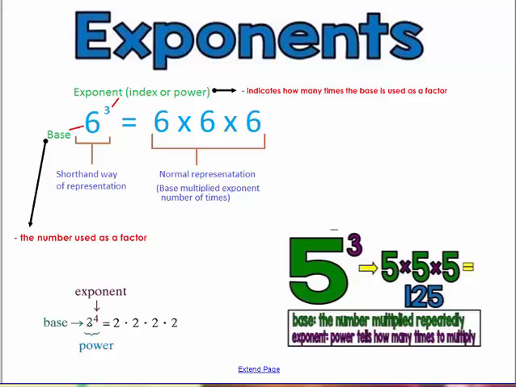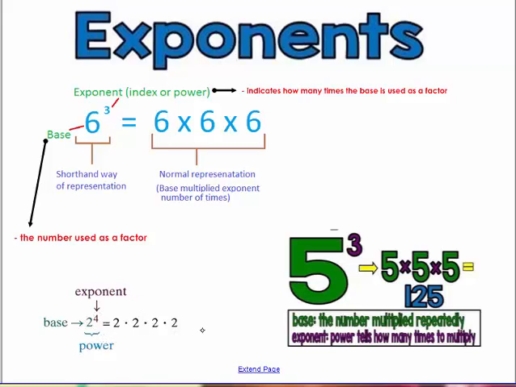Here's another example of 2 to the 4th power. That little exponent says to the base, you multiply yourself as a factor 4 times. So 2 to the 4th is the same as saying 2 times 2 times 2 times 2. So that's the same as 2 times 2 is 4, times 2 is 8, times 2 is 16. So 2 to the 4th power is 16. Some students will write 2 times 4 is 8, which is incorrect. So 2 to the 4th is 16.